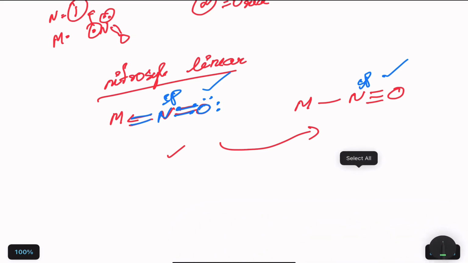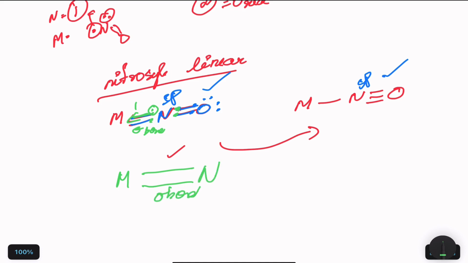Then for nitrogen, 1, 2, 3, so three bonds are there. What is happening is a lone pair will be there, other than these 3 electrons. That lone pair is donated to the metal like a coordinate bond. I'll write it clearly. The downside is a sigma bond, and the upside is a coordination bond. These 2 electrons are donated to the metal, so that is a coordinate bond.